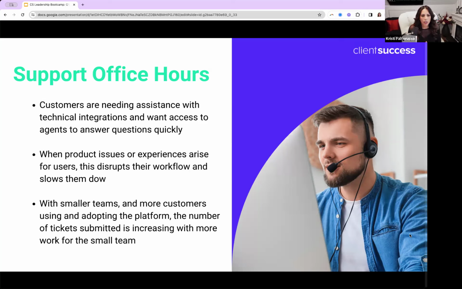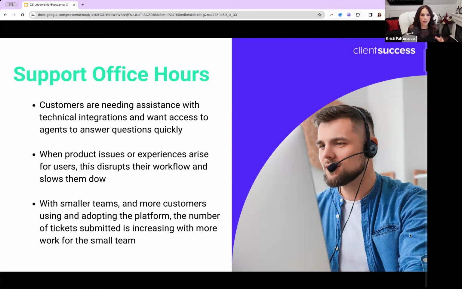And then with smaller teams and more customers using and adopting the platform, the number of tickets submitted was increasing, right? We're focused on driving adoption with end users, well, guess what? We also want to encourage our end users to have access to support. Well, with more access to support, more tickets arise. So how can I solve for this? So really just trying to solve the right problems that are going to help, again, drive retention, foster an environment that breeds success for my customers.